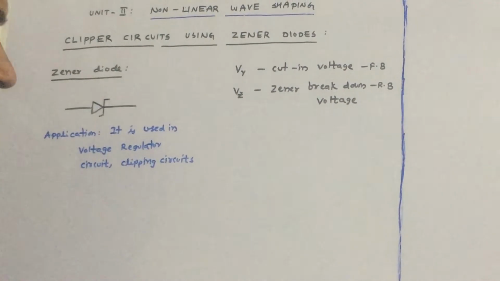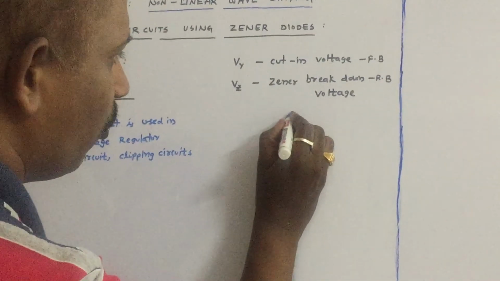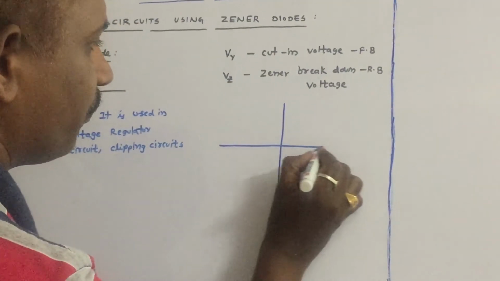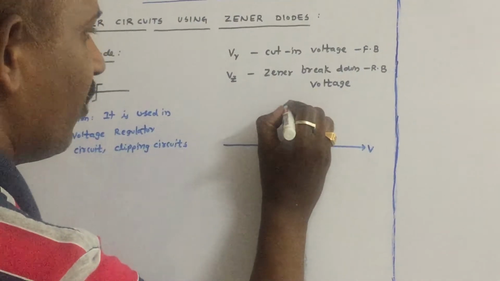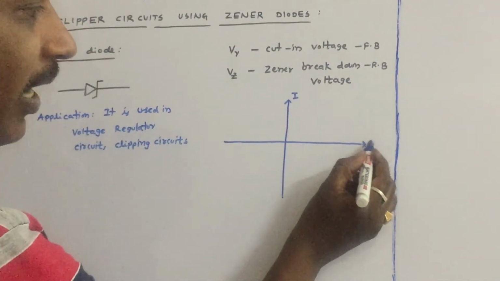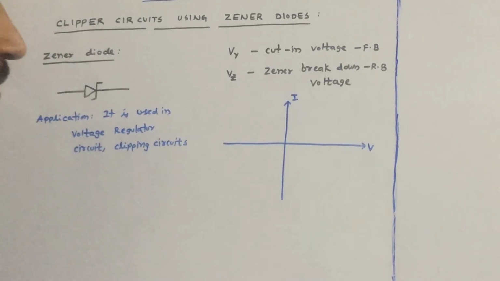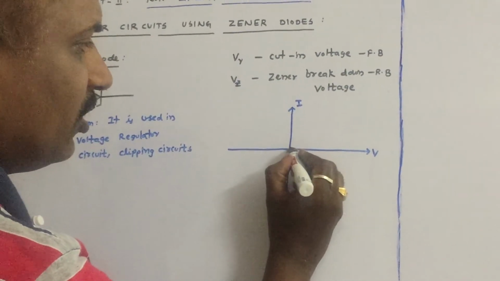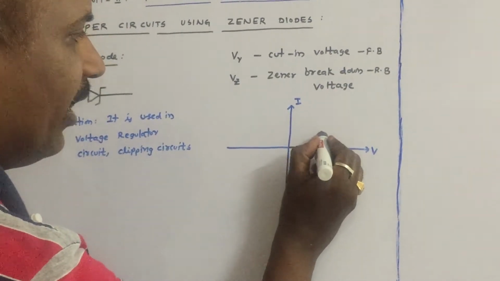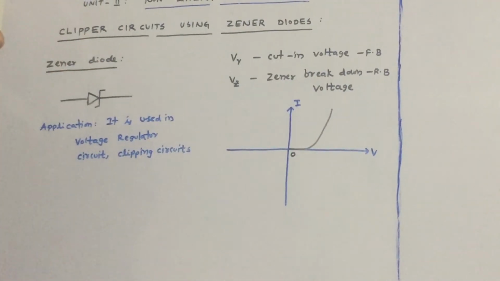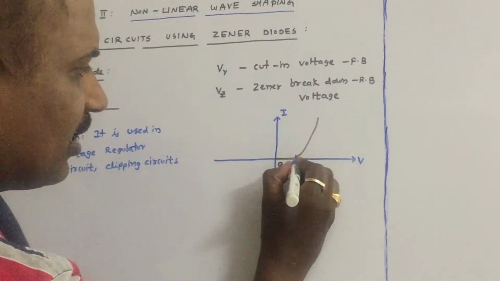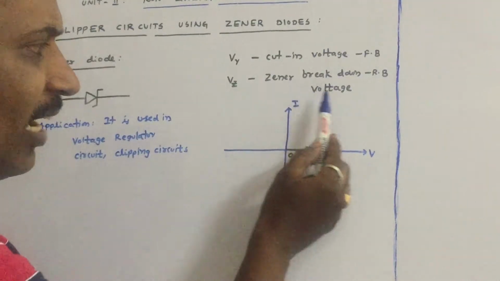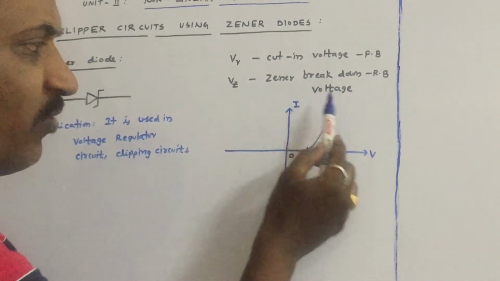So let us briefly discuss the characteristics of Zener diode. From ETC subject, you know what is the characteristics of Zener diode. You can see that this is the voltage versus current. This is the voltage applied to the Zener diode, and this is the current through the diode. So when the input voltage is positive, the Zener diode acts like an ordinary diode. So therefore the characteristics will be like this. Let us assume that the cut-in voltage in the forward bias is say V gamma. So that means the Zener diode works like an ordinary diode when it is forward biased.